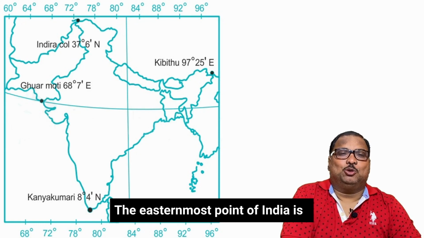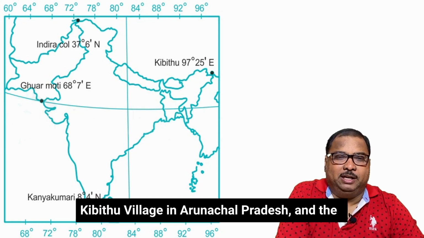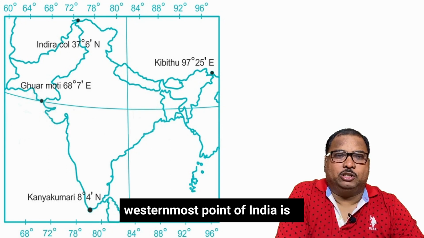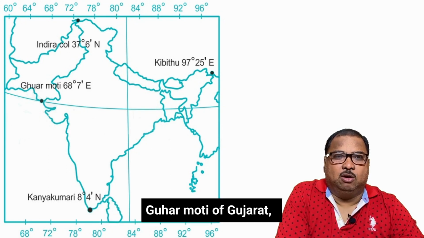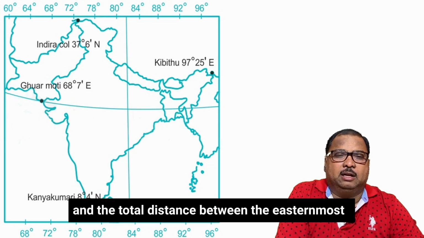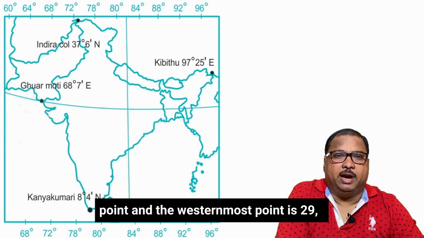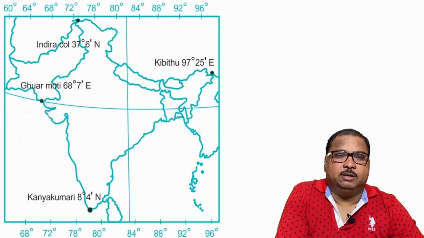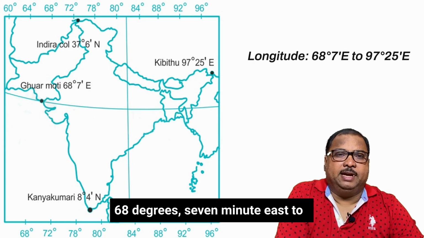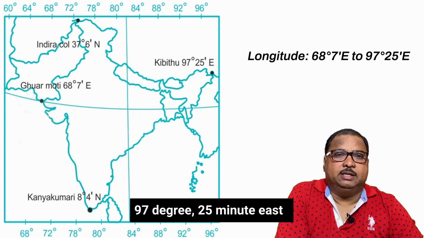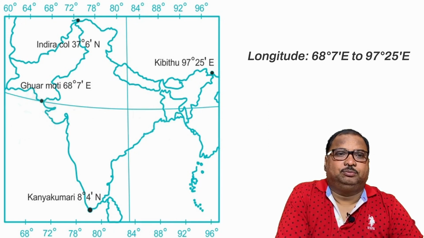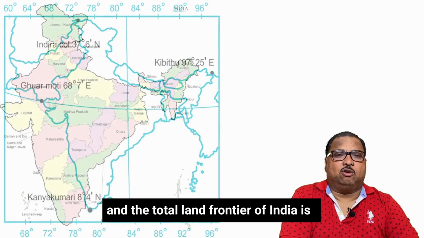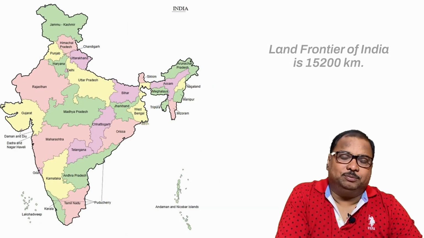The easternmost point of India is Kibithu village in Arunachal Pradesh, and the westernmost point of India is Guharmoti of Gujarat, and the total distance between the easternmost point and the westernmost point is 2933 kilometer. By longitudinal extent, India lies between 68 degree 7 minute east to 97 degree 25 minute east longitude. And the total land frontier of India is 15,200 kilometer.